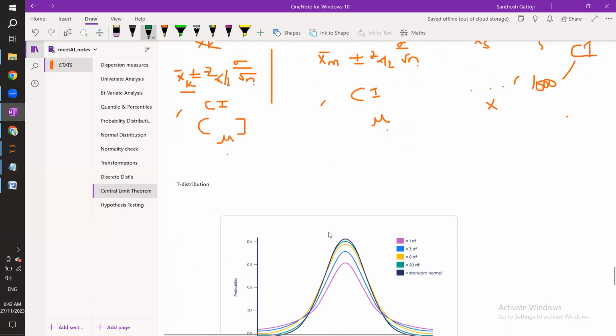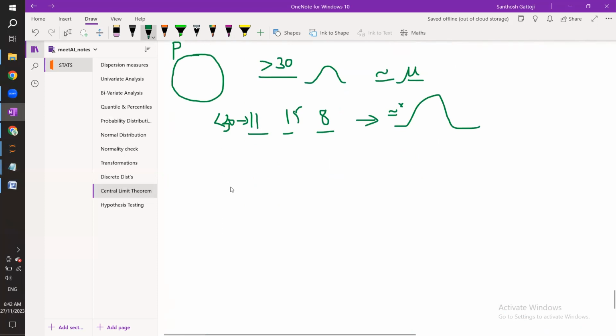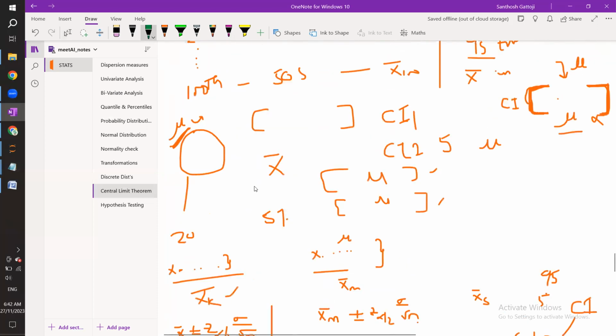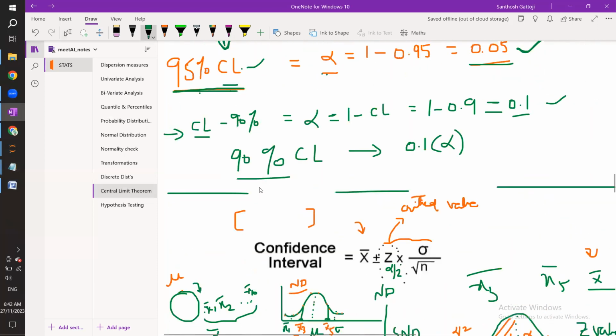So now in that scenario, we need to go for a different formula. One second, guys, I would like to copy paste this and explain.